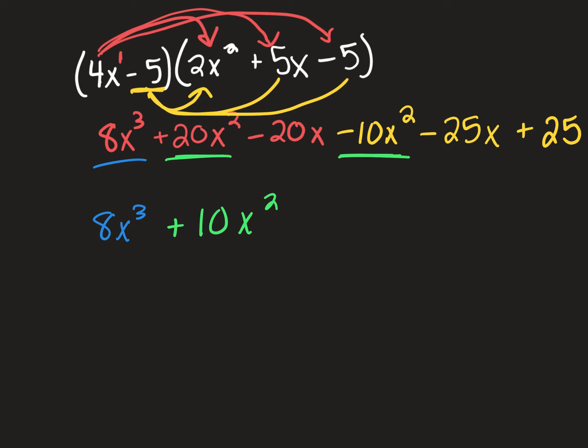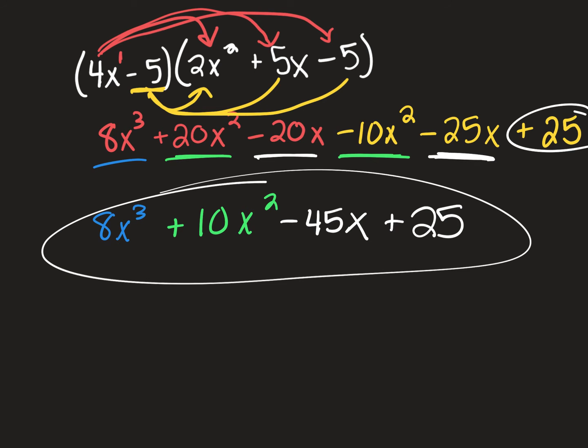Wait, would you not add your exponents in this? No, because when you're combining like terms at the end, you just leave the exponents alone. So then we have a negative 20x, negative 25x. So add those together to get a negative 45x. And then all we have left is this 25, so we just tack it on the end. So you get that.